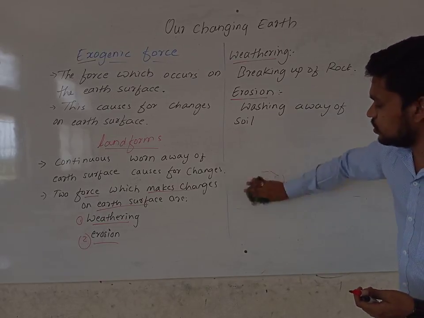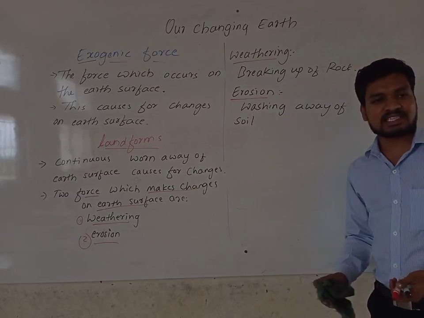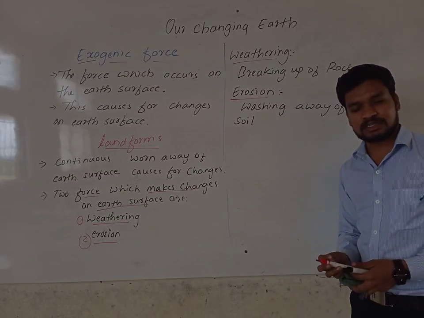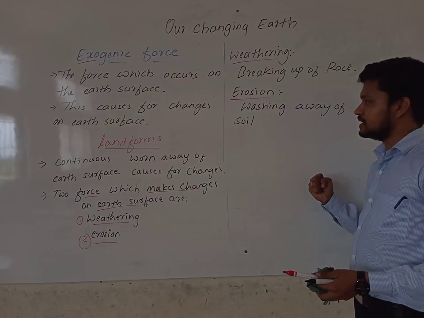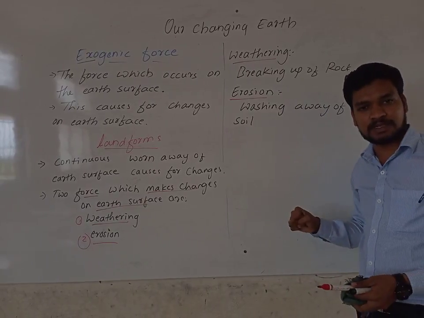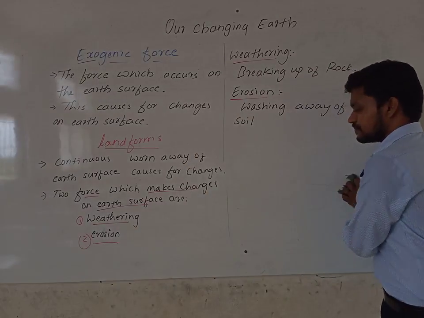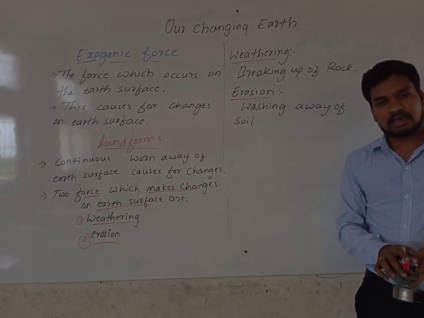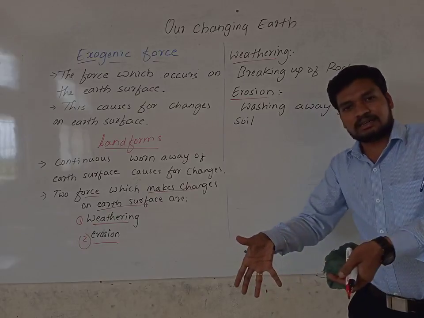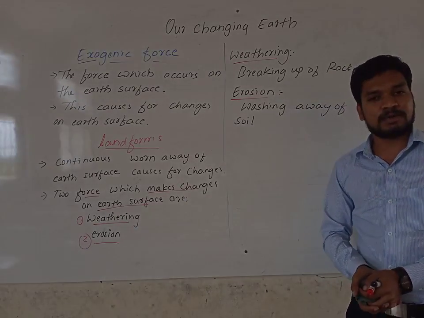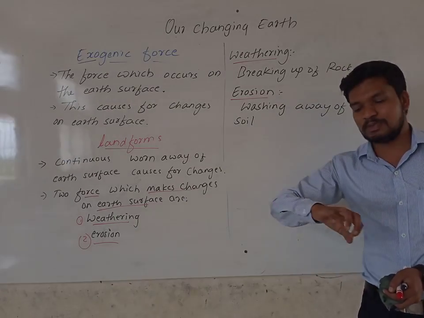Removal of the surface of an object, or washing away of the surface of an object, is called erosion. Suppose we have a land there. If you pour water onto it suddenly, what happens? The upper layer of the land will be washed away.